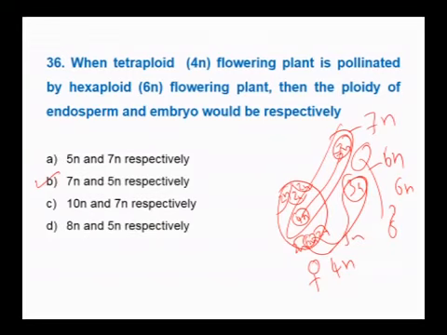Suppose you confuse and take this as 6N and this as 4N, then it will be 6 plus 2, 8N, and 4 plus 3, it will be 7N. Therefore, your answer will be wrong. So for the given question, the correct option is B.